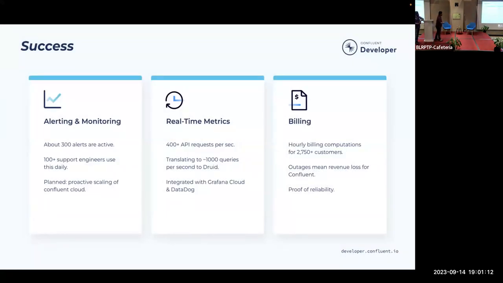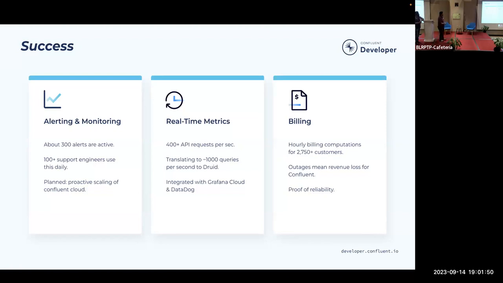Okay, so after doing all of this, our alerting and monitoring works pretty well. Our Grafana generates about 300 alerts by querying Druid data very frequently, which is used by over 100 support engineers daily. Another project which someone from another team was looking at is to look at the metric data within Druid and try to scale our cloud deployments, scale up or scale down. But this is planned, and we've really not done this, so I wouldn't want to talk about it so much.